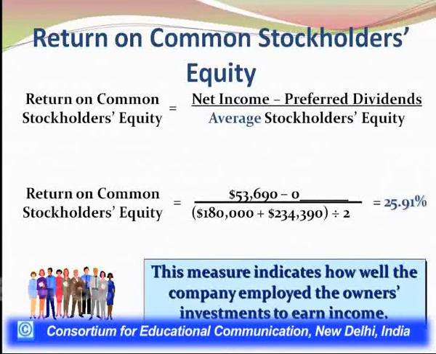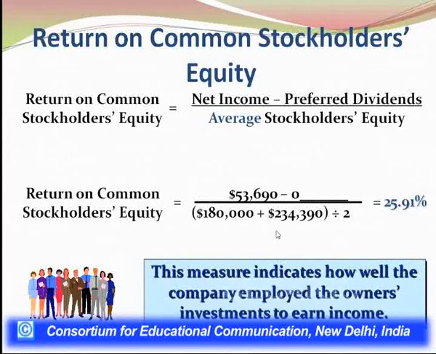In this case, we know that 53,690 is the amount of net income which is available to shareholders for distribution. Since there were no preference shareholders, no dividend for preference shareholders is there. That is why this value is 0. Since the company has been using only equity shareholders, in the denominator we have average stockholders equity. The average stockholders equity is 180,000 plus 234,000. Where do these values come from?